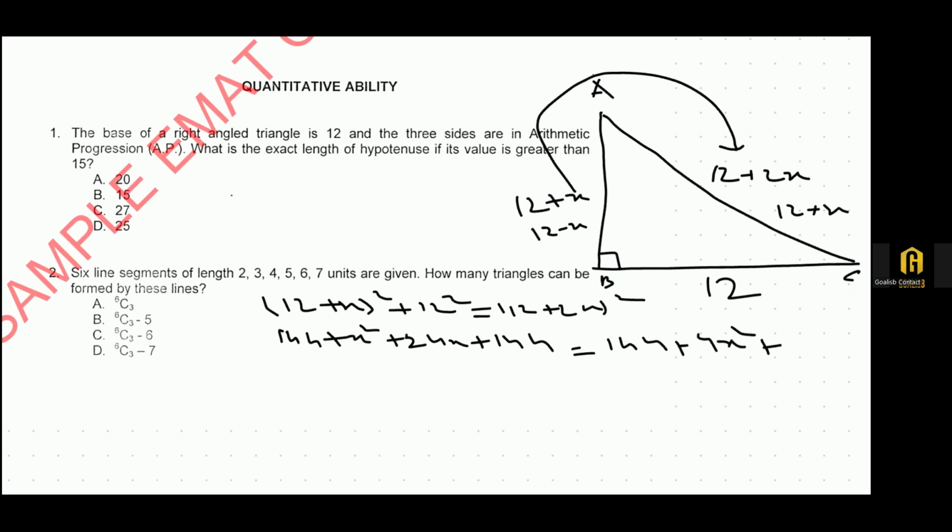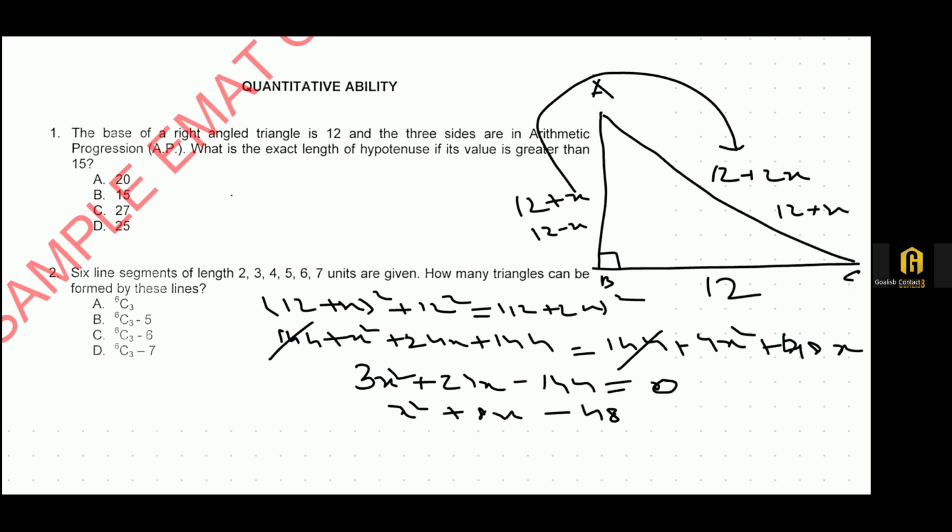So 144 we can cancel out. Here we have 4x square, here we have x square. We take it on the other side, so we get 3x square. 48x minus 24x, we get plus 24x, and this 144 goes on the other side, becomes minus 144, is equal to 0. We can take 3 out, divide both sides of the equation by 3, and we get x square plus 8x minus 48 is equal to 0. So this is a quadratic equation that we have got.